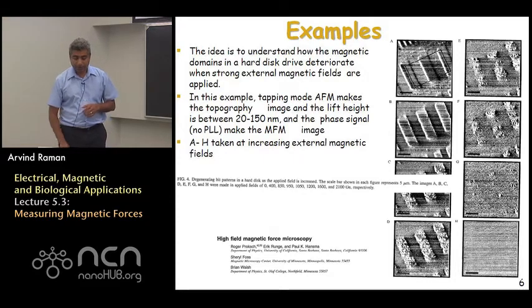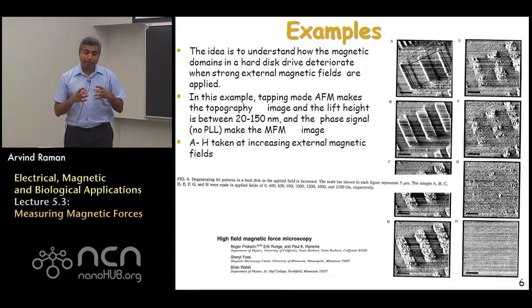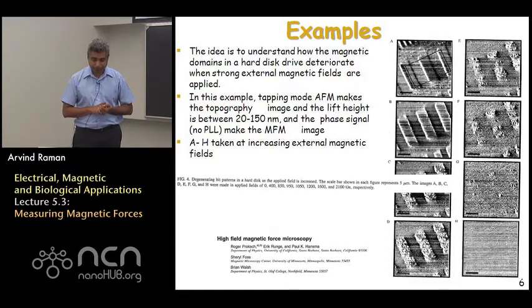I show here another early example where the notion of how the bit patterns written on a hard disk drive deteriorate upon application of a very strong magnetic field is studied. Again, this is a common observation that if one takes a hard disk drive or any magnetic media and applies a very strong magnetic field to it, one tends to destroy the magnetic information recorded on the sample. So to understand this using magnetic force microscopy was the goal of this particular paper that was published some time ago now.